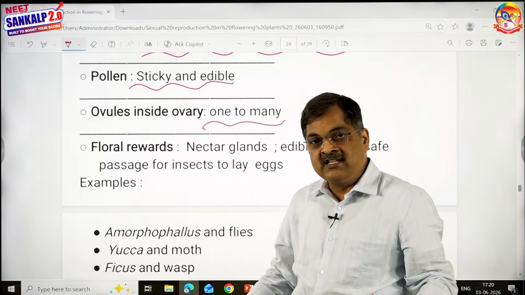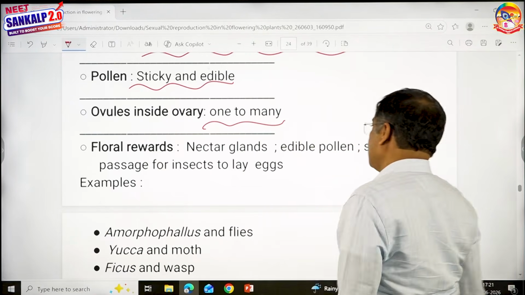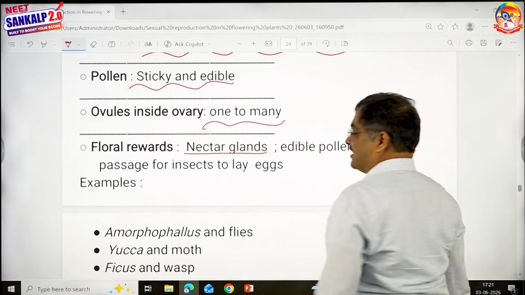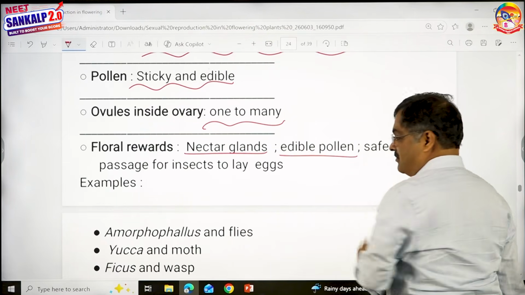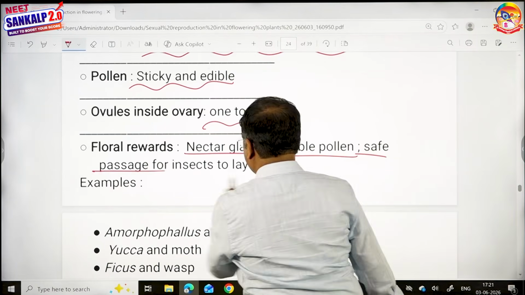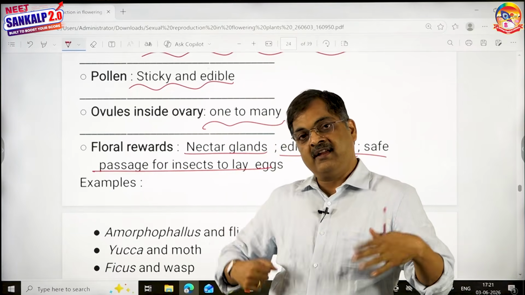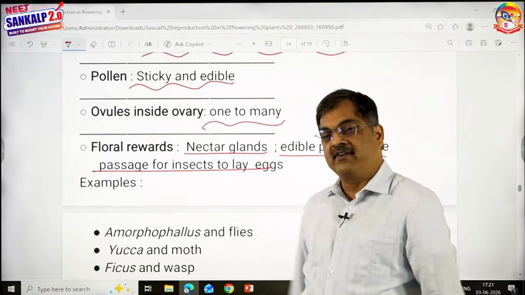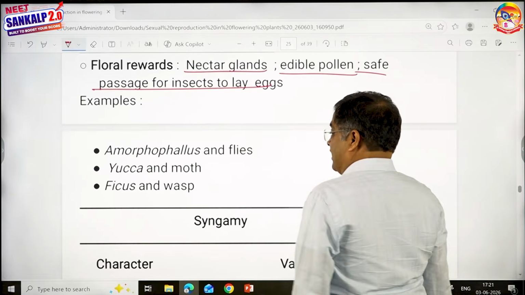So to attract the insects, the flower is going to announce some rewards. And what are those rewards? Nectar glands, so the insects can drink. Edible pollen, the insects can eat. Safe passage for insects to lay eggs, meaning insects can sleep. Drinking, eating, sleeping, all three the flower is going to provide. Nice. And the insects surely will come.